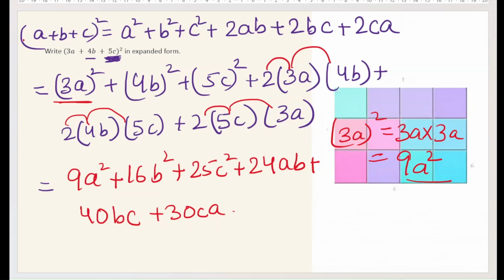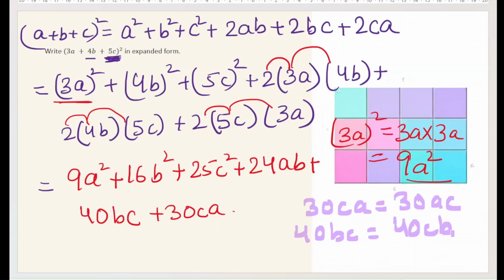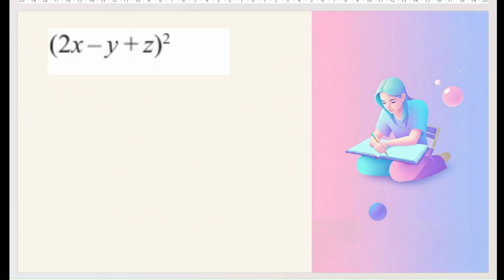Okay. One more thing you need to note here. Whether you write 30ca or you write 30ac, it is same thing. Whether you write 40bc or you write 40cb, it is same thing. Variables can be interchanged. Fine. Now next question is (2x - y + z) whole square.